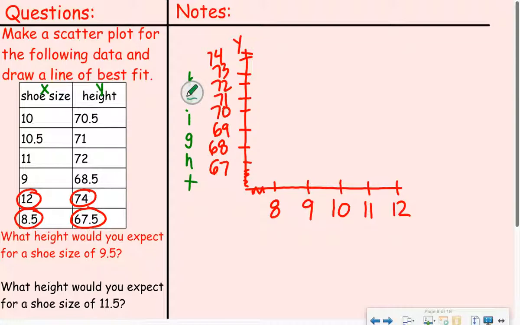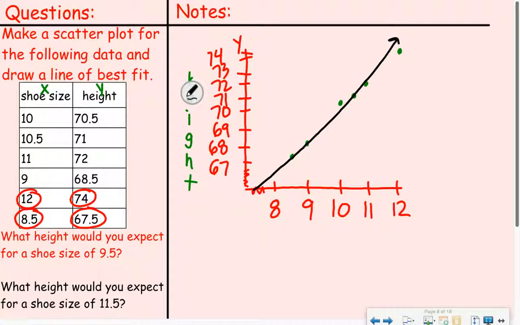All right, so our shoe sizes, so 8 1/2. So the first one is 10 and 70.5, 10 1/2 and 71, 11 and 72, 9 and 68.5, 12 and 74, 8 1/2 and 67.5. Okay. So let's draw a line of best fit for our data.